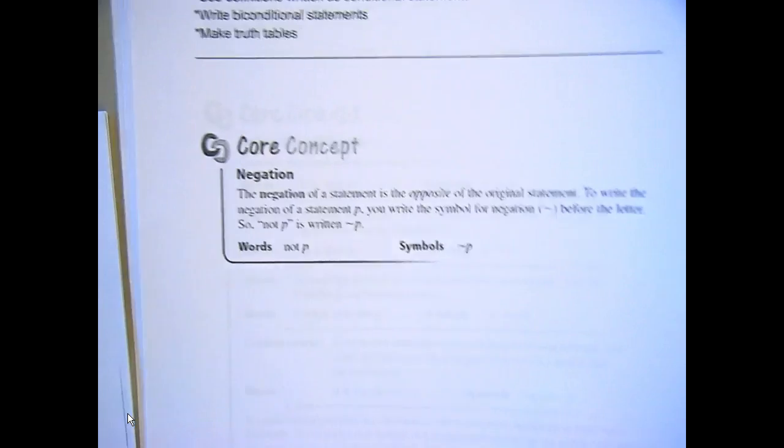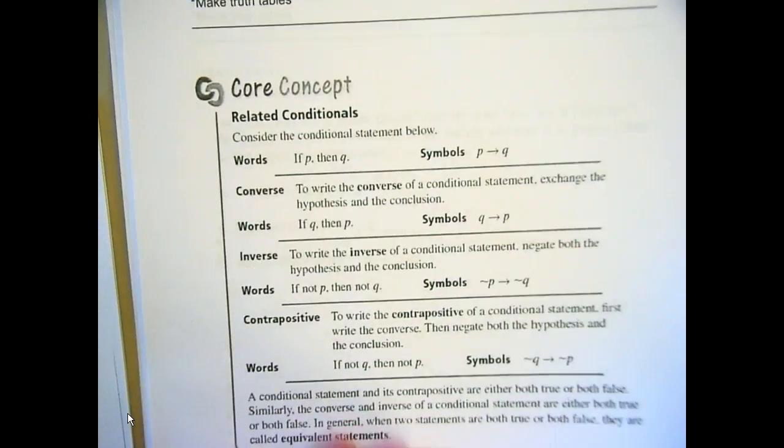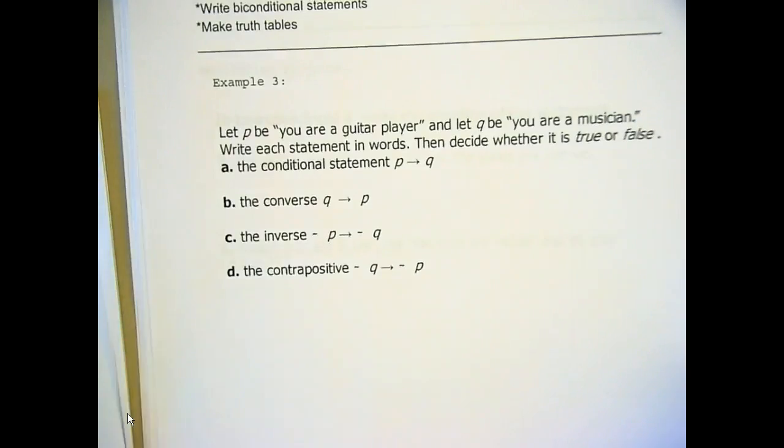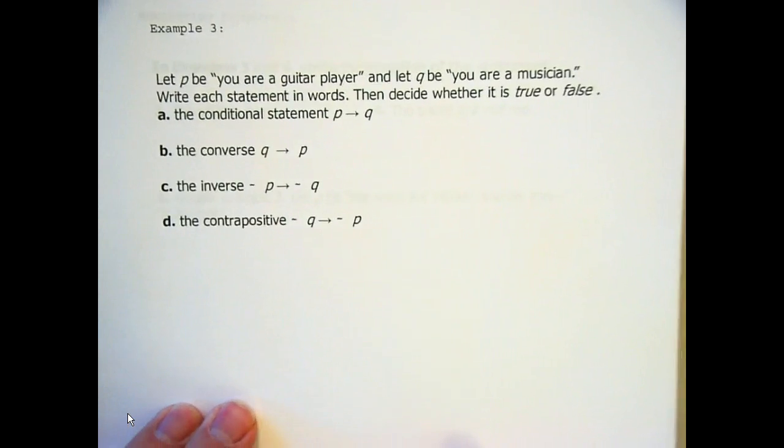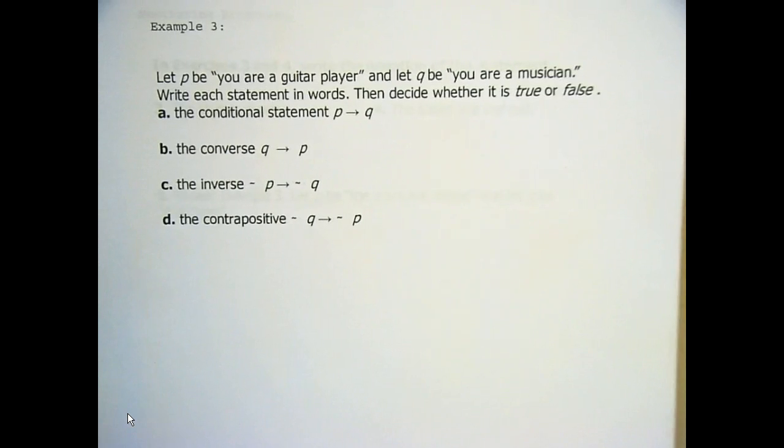Okay, let's take a look at the next page here. We already talked about negation. Let's try example 3. Let P be you are a guitar player, and let Q be you are a musician. Write the statement in words. Decide whether it's true or false. So A, B, C, D. Work with your groupies there. Write what they're stating right there in words.